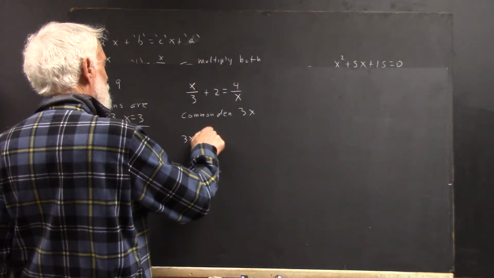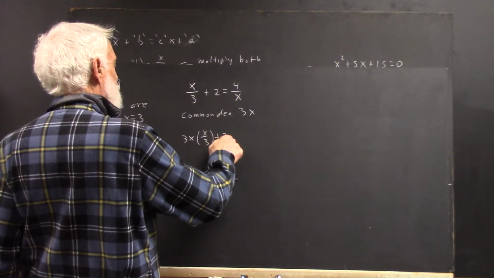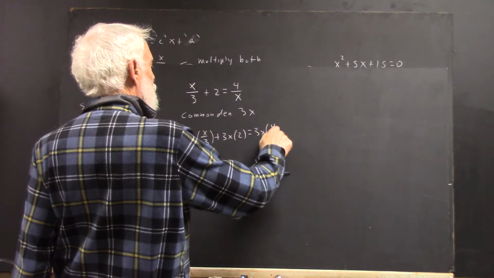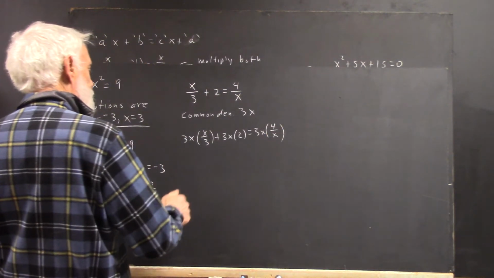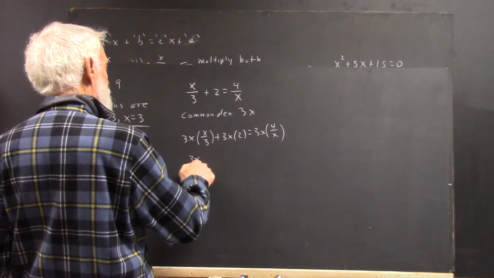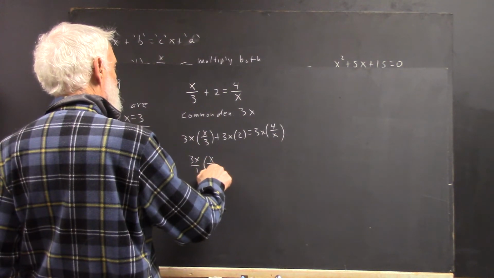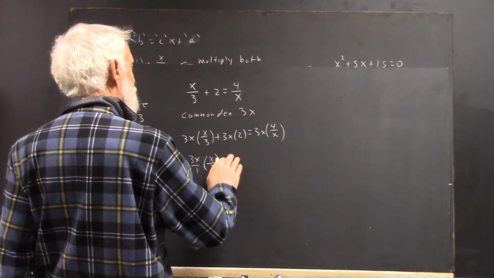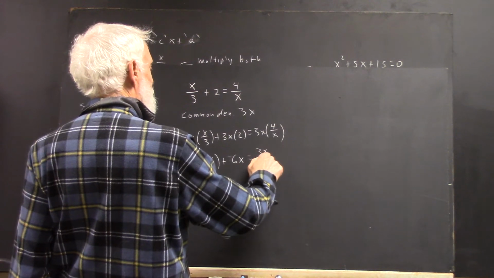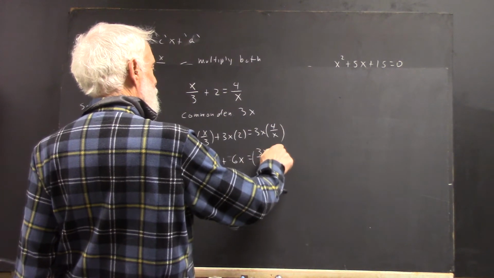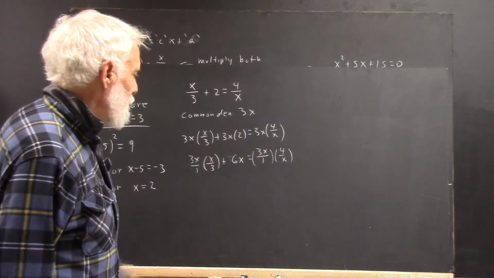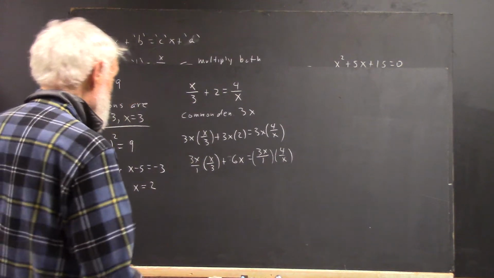So, 3x multiplied by x over 3 plus 3x multiplied by 2 equals 3x times 4 over x. So, 3x times x over 3, I'm going to be careful with my multiplication. 3x times 2 we can do, we know that's 6x. But I'm going to just be careful and write these things with denominator 1 when I'm multiplying by fractions.